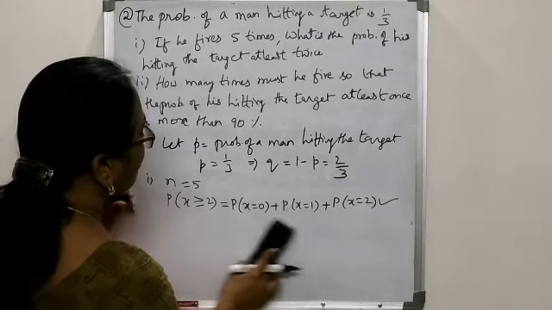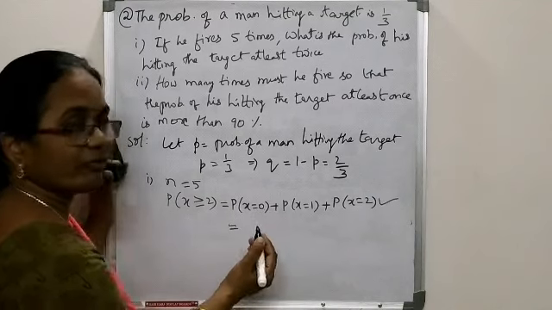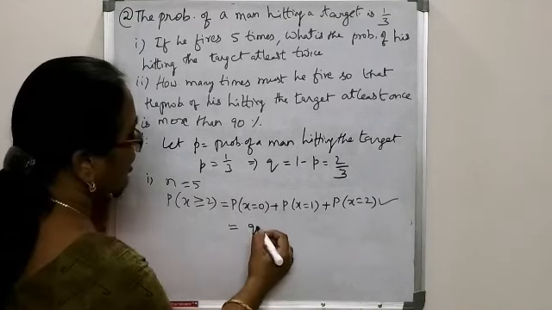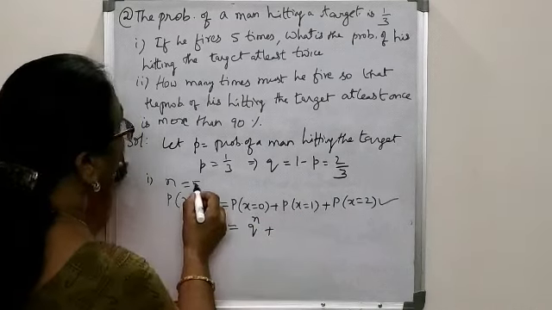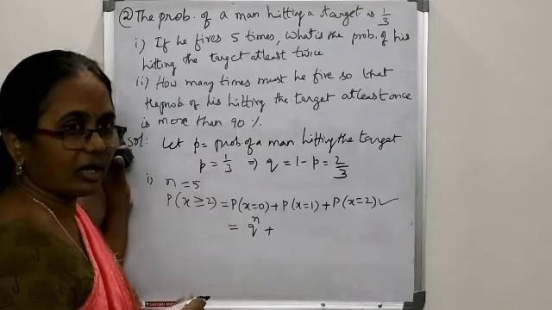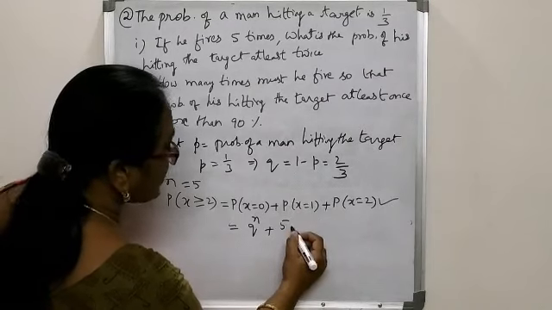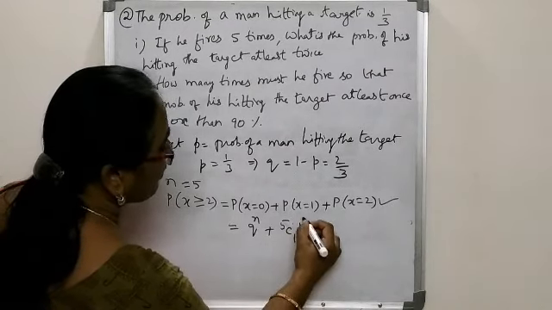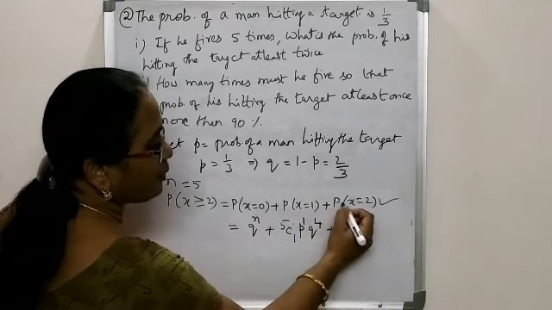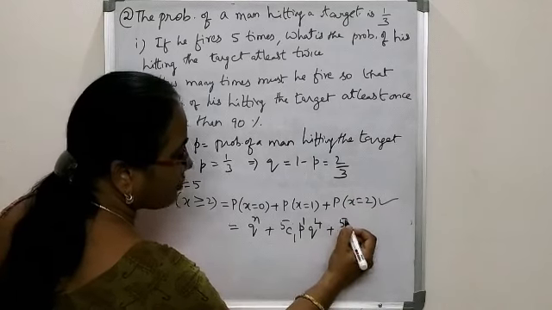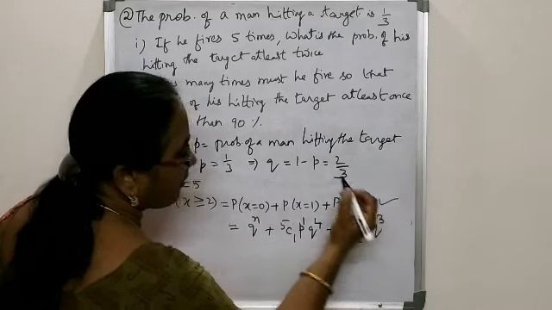Then we have to calculate p of x equal to 0. And we all know p of x equal to 0 by the binomial distribution is q to the power n. And p of x equal to 1 is, because the target is fired 5 times, 5c1 into p to the power 1 into q to the power 4, plus p of x equal to 2. So out of the 5 trials we have 5c2 p square into q power 3.